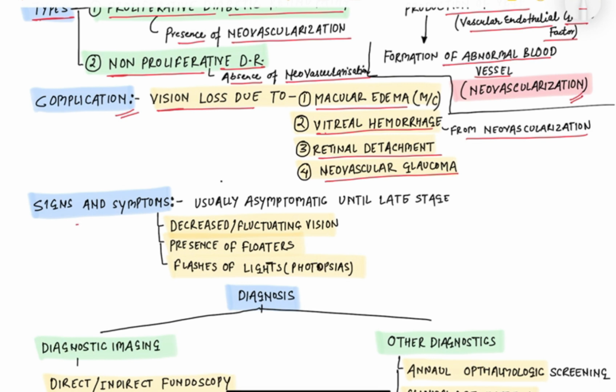Signs and symptoms: usually asymptomatic until the late stage. It then causes decreased or fluctuating vision, presence of floaters, and flashes of light called photopsias.